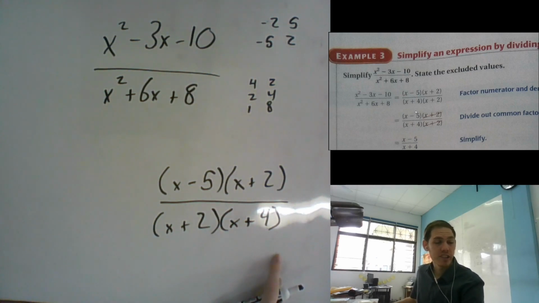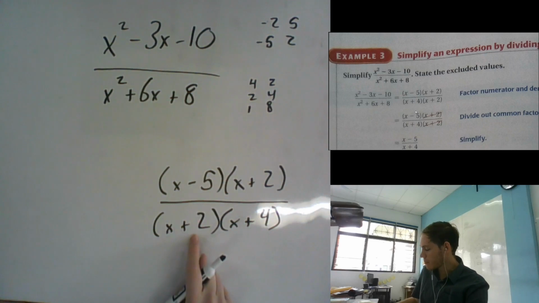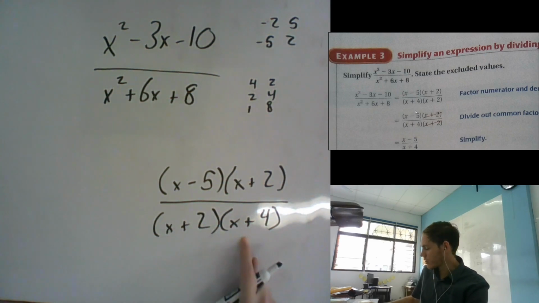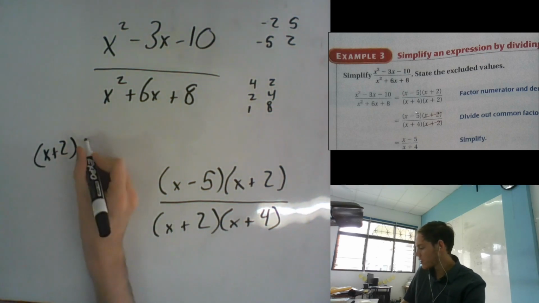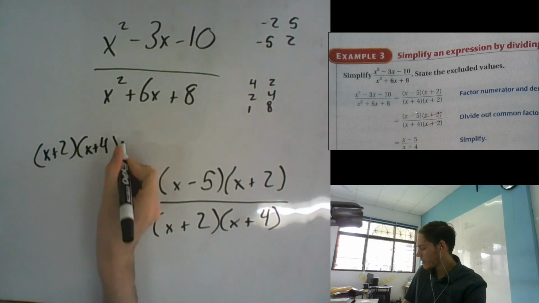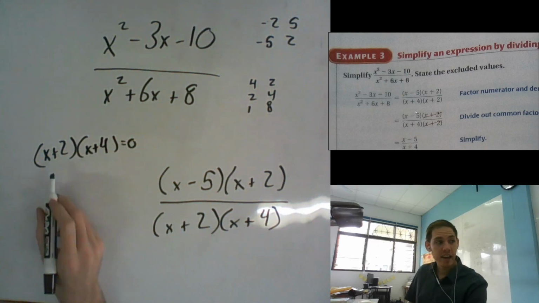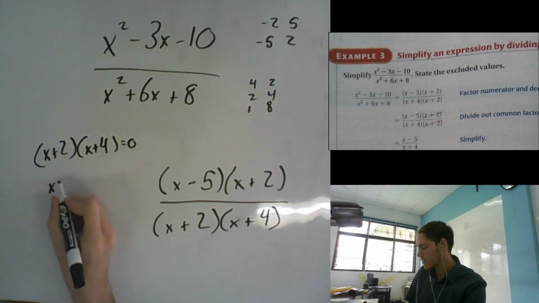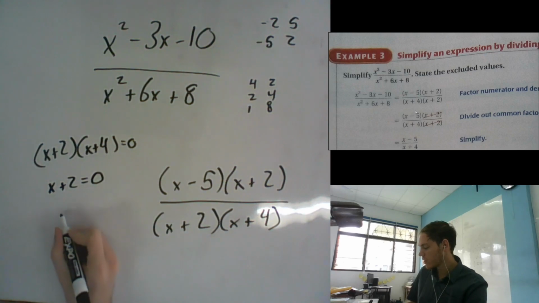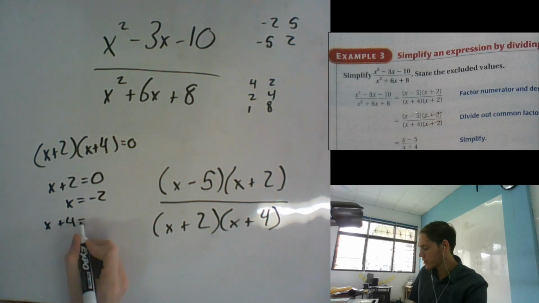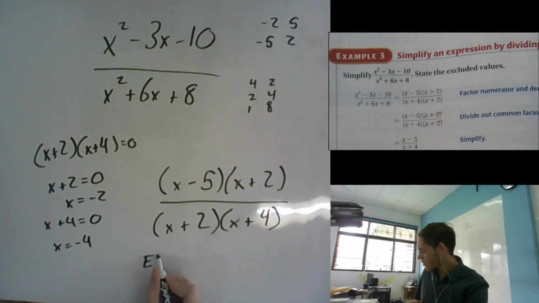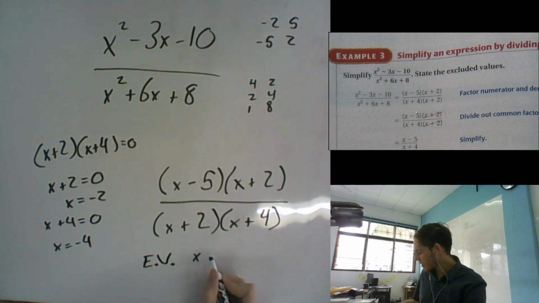Now remember, our first step for all these simplifying problems has been to find the excluded values. So we set the bottom equal to 0. So x plus 2 times x plus 4 equals 0. So either x plus 2 is 0 or x plus 4 is 0. So x plus 2 equals 0 gives us x equals -2, and x plus 4 equals 0, so x equals -4. So our excluded values, EV, are x equals -2 and -4.